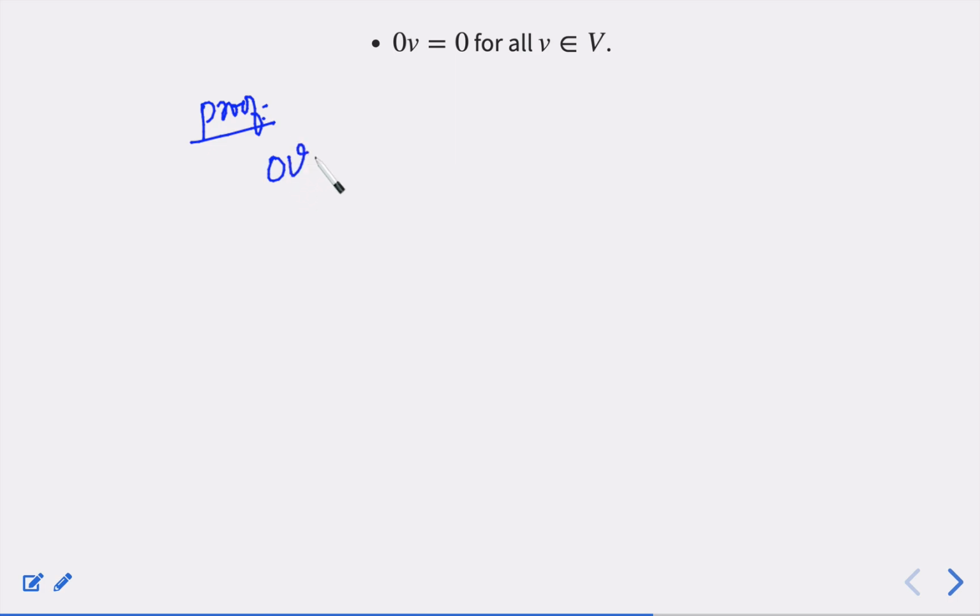I can write 0 times v as 0 plus 0 times v. Is that correct? Because 0 is nothing but 0 plus 0, the additive identity property. And that further I can write as 0 times v plus 0 times v, because the distributive property on the scalars is also there. This 0 is nothing but the scalar 0, and therefore this is 0 times v equal to this.